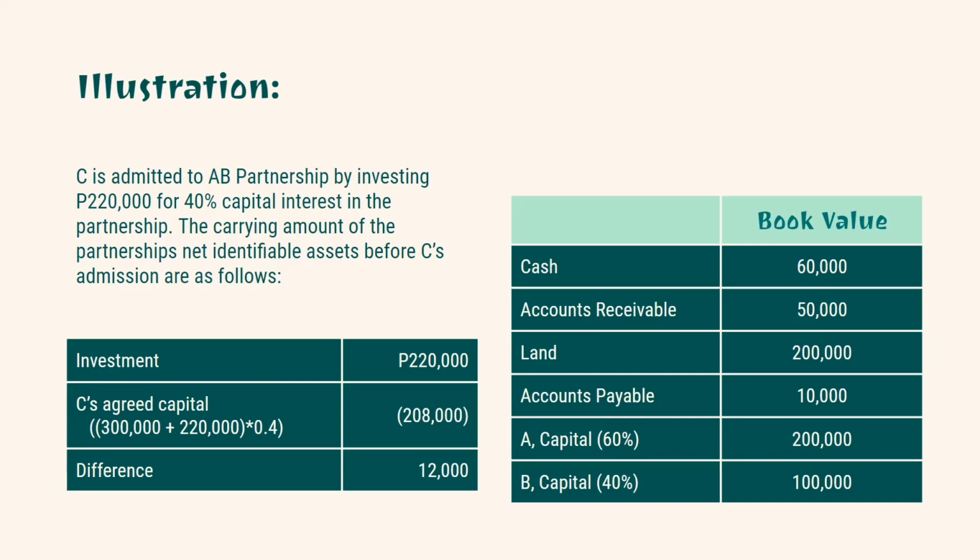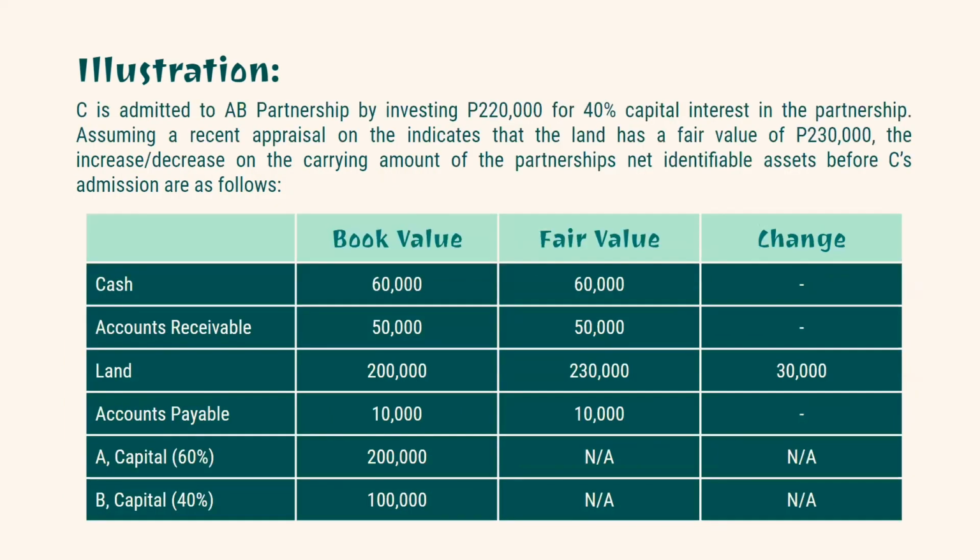Generally, an excess of investment over the book value of the interest acquired indicates that the partnership's prior net assets are undervalued, or that the partnership has some unrecorded goodwill. So this is where we have to do the revaluation. Assuming a recent appraisal on the land indicates that the land has a fair value of 230,000, the increase or decrease on the carrying amount of the partnership's net identifiable assets before C's admission is as follows. We have determined that the fair value of the land is 230,000, which means the value of the land has increased by 30,000.